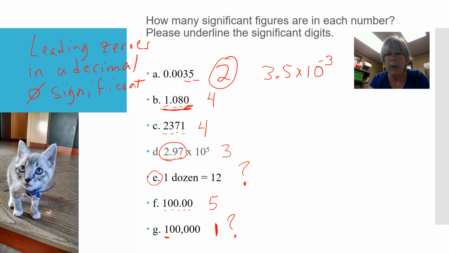In F, because there's a decimal point here and the zeros are behind the decimal point, they're not in front as they were in A. We've got 5 significant figures. All of these are significant. And in part G, we have 1 significant figure for sure. Depending on how precise the thing was measured, we may have more than 1.